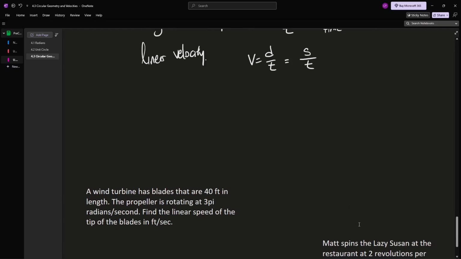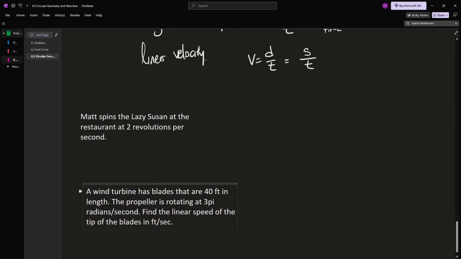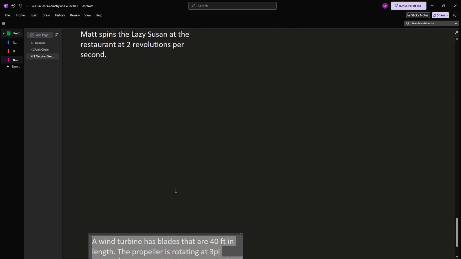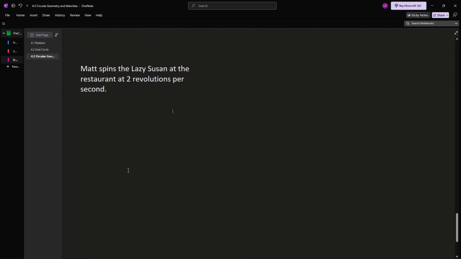Let's practice this with a problem. This was from our review. We'll do the other one later. Matt spins a Lazy Susan at a restaurant at 2 revolutions per second. A Lazy Susan, for those who might not know, is something that can rotate. You might have seen a cake spinner if you've decorated cakes before, or seen someone decorate a cake. It's a little elevated platform that you can spin around and it moves in a circle smoothly. A Lazy Susan is a very big one. So Matt's spinning it at 2 revolutions per second.